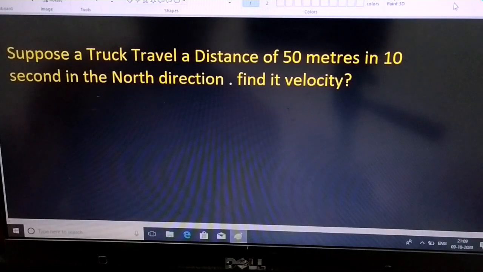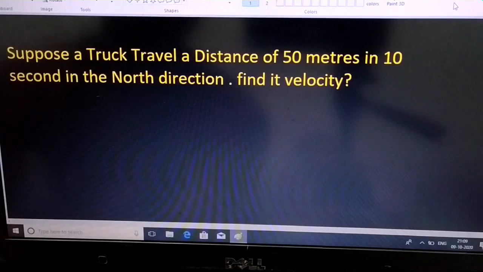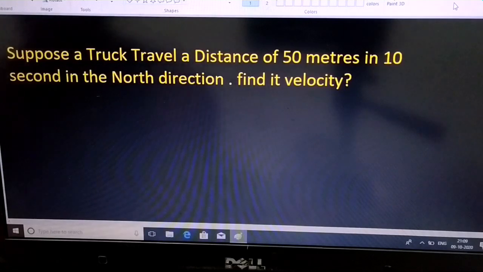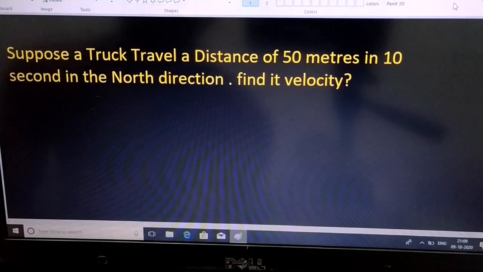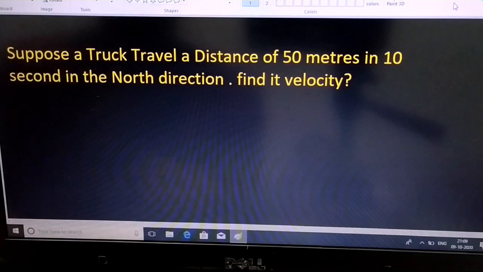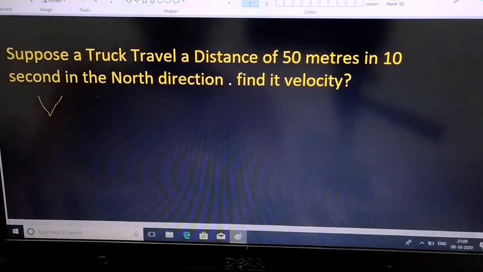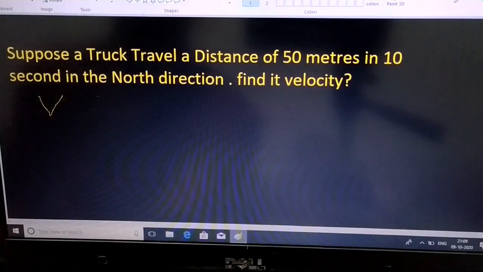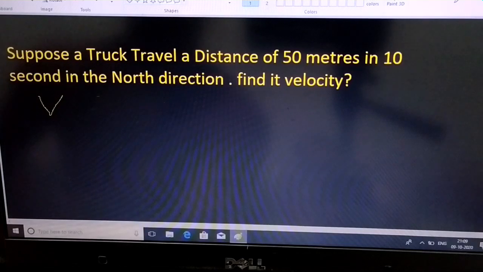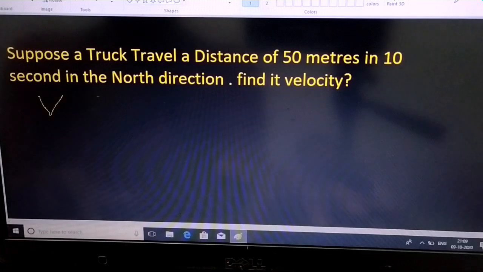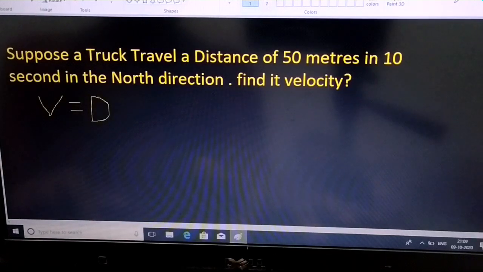Now here is a question. Suppose a truck travels a distance of 50 meters in 10 seconds in the north direction. Find its velocity. We already know the formula of velocity is displacement by time taken, v is equal to d by t.